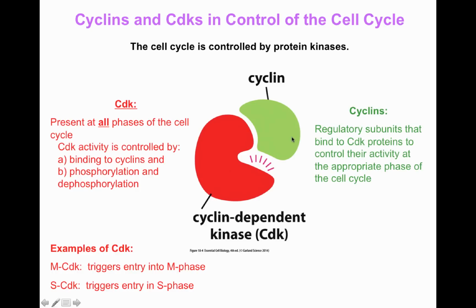Now the cyclins, as the name implies, are regulatory proteins that control cyclin-dependent kinase activity. And also, as the name implies, they cycle. They're not always present in the cell, so they're only produced during the appropriate phase of the cell cycle. Examples of those cyclins are the M-cyclins and the S-cyclins. So you may imagine now that the M-CDK is going to bind to the M-cyclin and the S-CDK is going to bind to the S-cyclin.